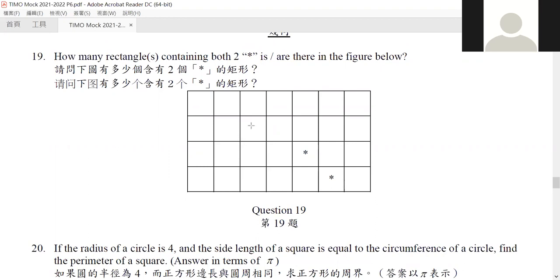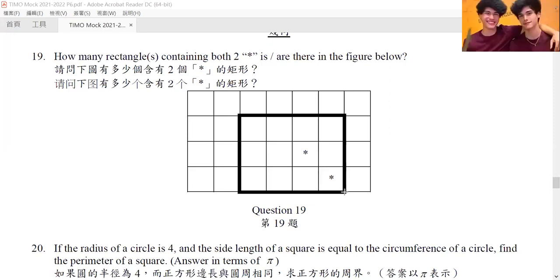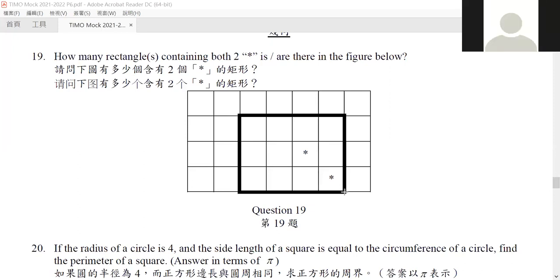One, two, three. Now let us just draw a rectangle which contains the two stars. And notice, what's the criteria? Notice this black rectangle. I will draw it much bolder. Notice this black rectangle contains the two stars, right?